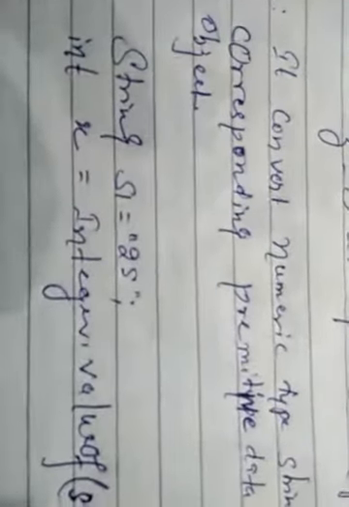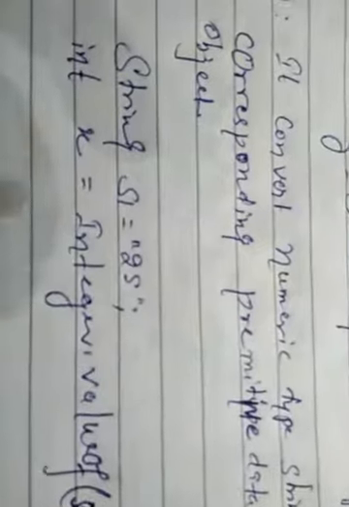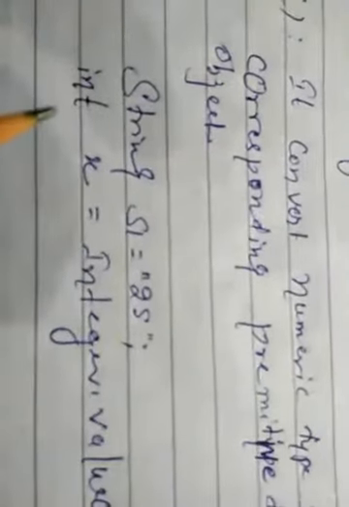And the next category of function is valueOf. It converts a numeric type string into the corresponding primitive type object. Let's take an example. The value of s1 is 25, so this is the integer value, Integer.valueOf(s1). So the value of s1 will be converted into the numeric object Integer x.